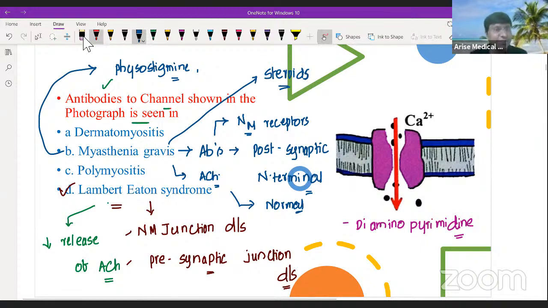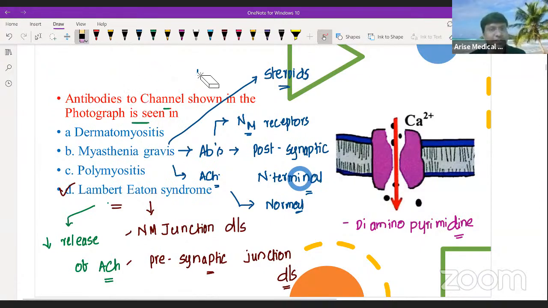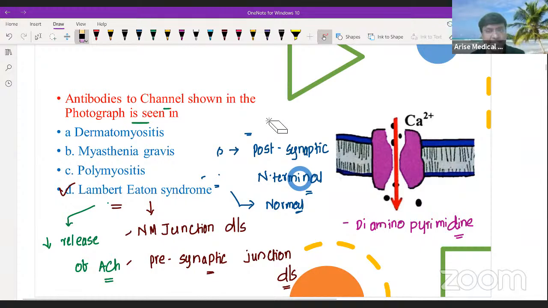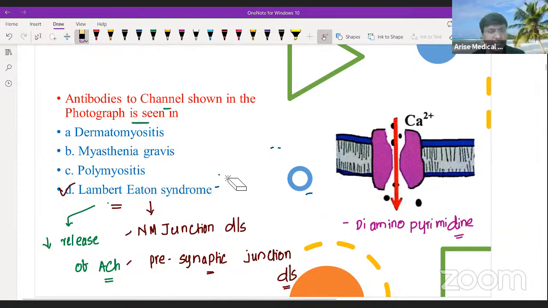And you take the other options, that is polymyositis as well as dermatomyositis. Polymyositis and dermatomyositis are also autoimmune disorders. Now, please tell me, what are the antibodies in case of polymyositis and dermatomyositis? Any one of you? In polymyositis, what are the antibodies?